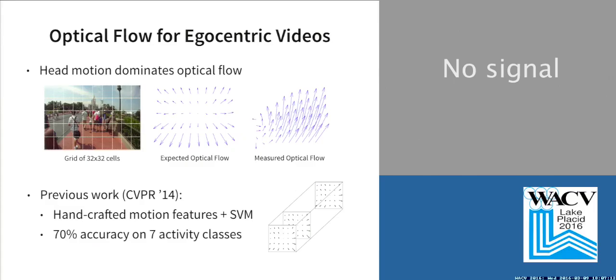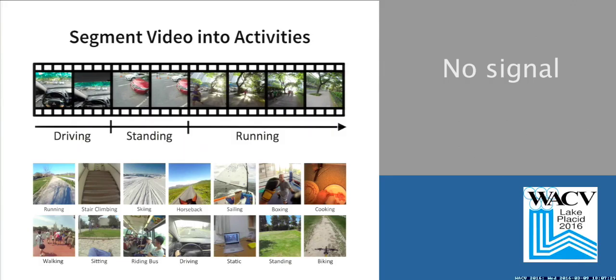Our previous work in CVPR14 used handcrafted motions, basically smoothing the optical flow over a few seconds, using SVM to classify 7 activity classes. And we got 70% accuracy then. So basically our goal now is to improve that, to expand the number of classes.